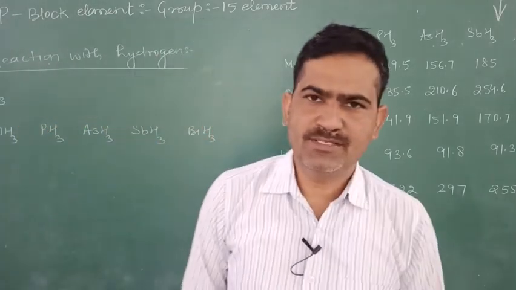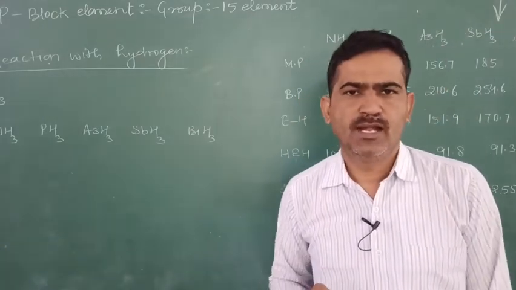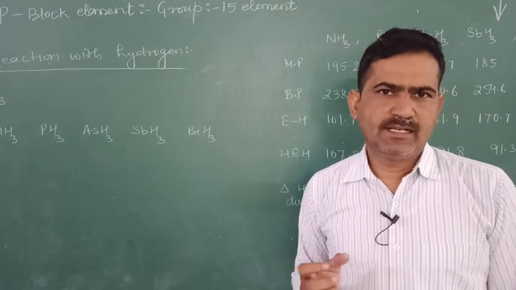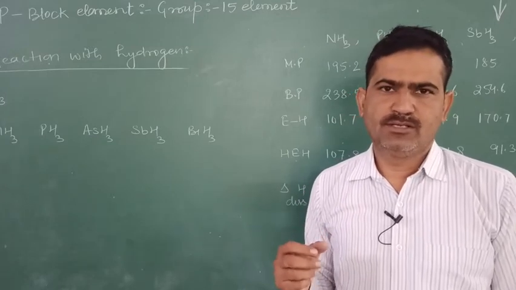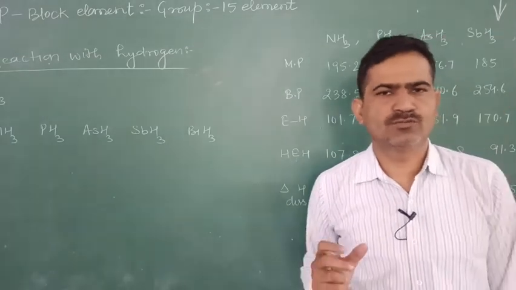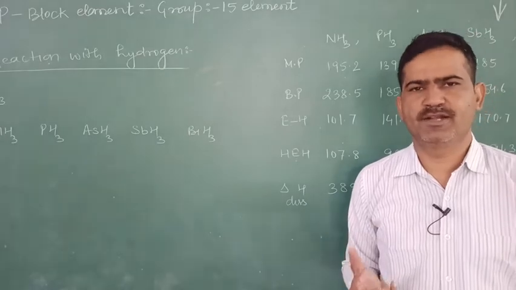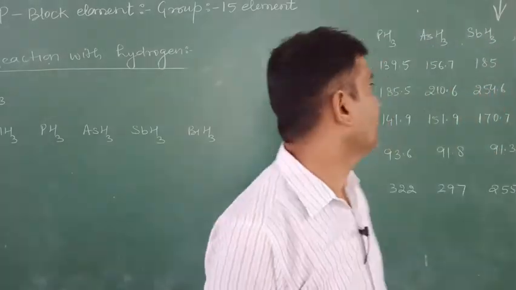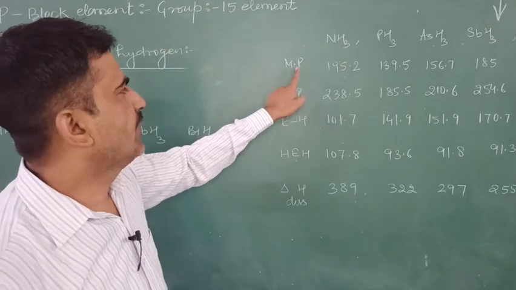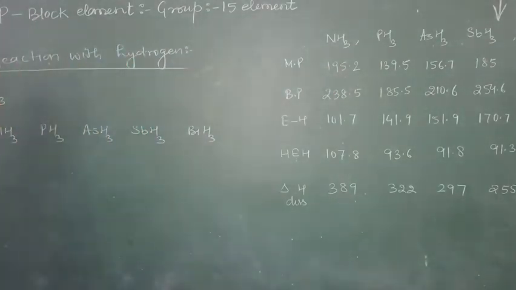Now one by one we will discuss their properties, and this is a very important portion. I think one or more questions are always asked from this portion, the reaction of group number 15 with hydrogen and the hydrides. First we will discuss their first property, that is melting point. Melting points of the hydrides of group number 15: first we discuss ammonia.